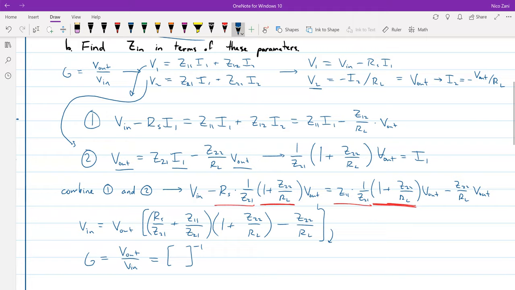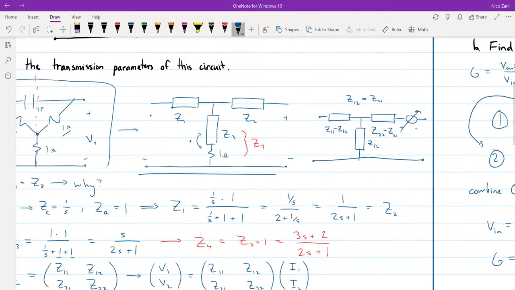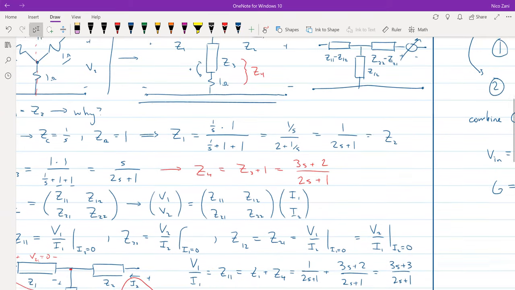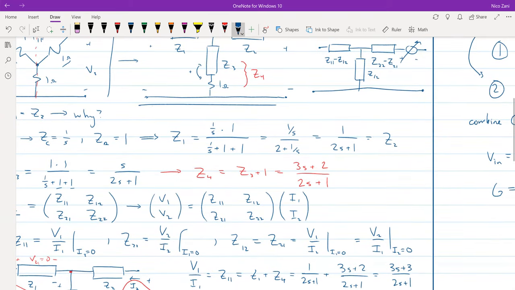Looks like there's a question in the chat. Taylor, it looks like you are talking about from before. You may be right about that. You think the numerator is 3s plus 1 here, I believe is what you're saying. And I think if I add, yes, that's correct. Thank you.